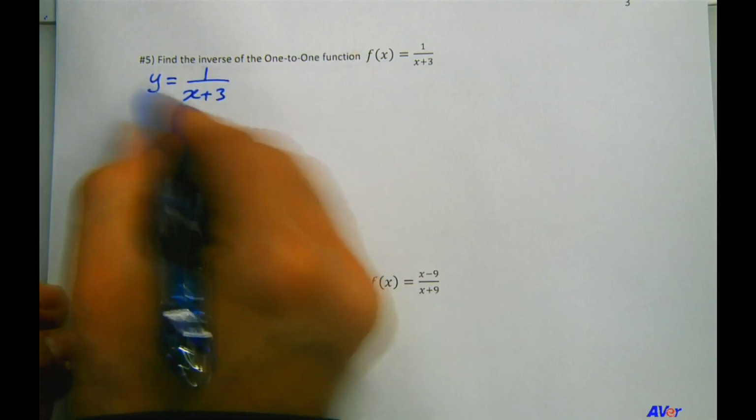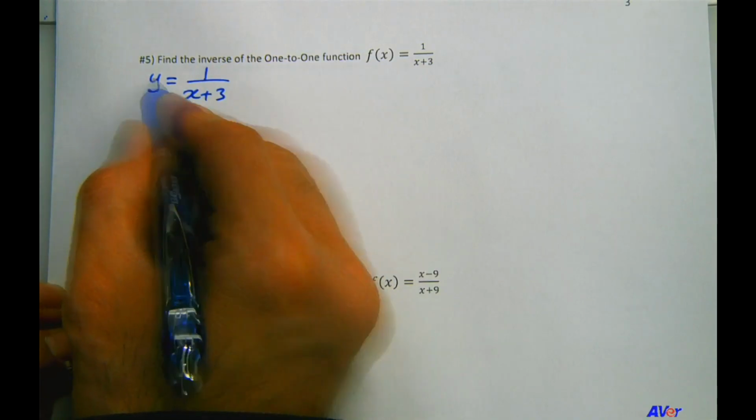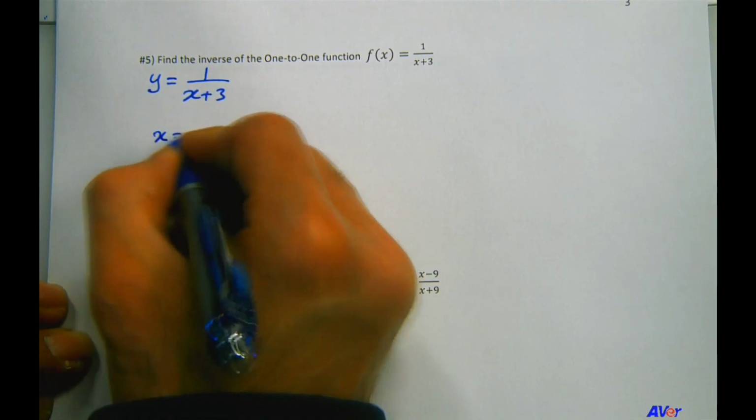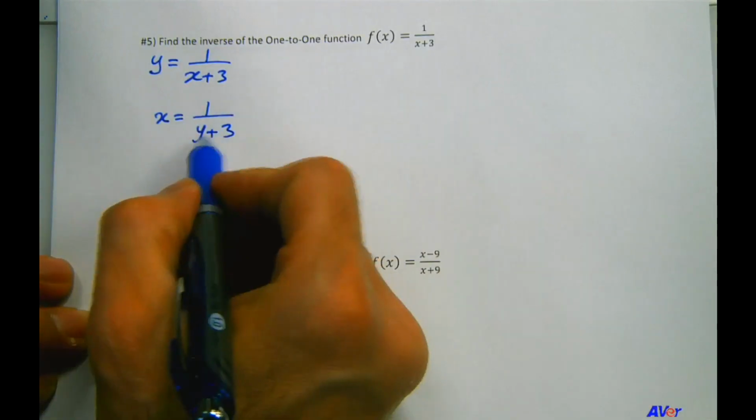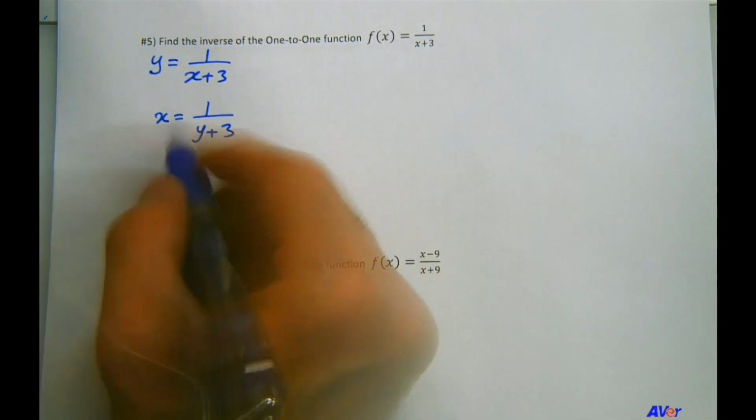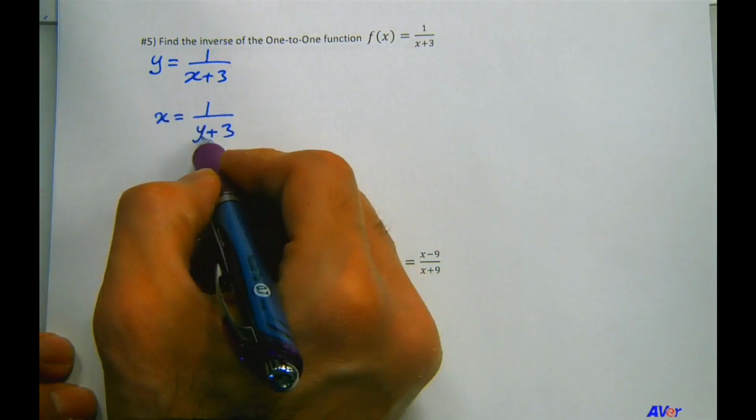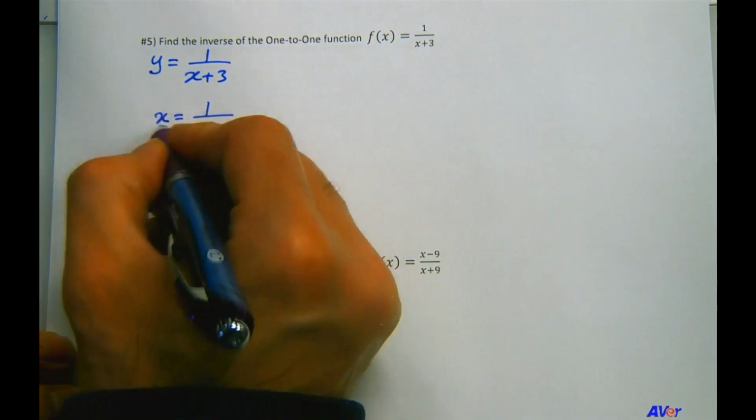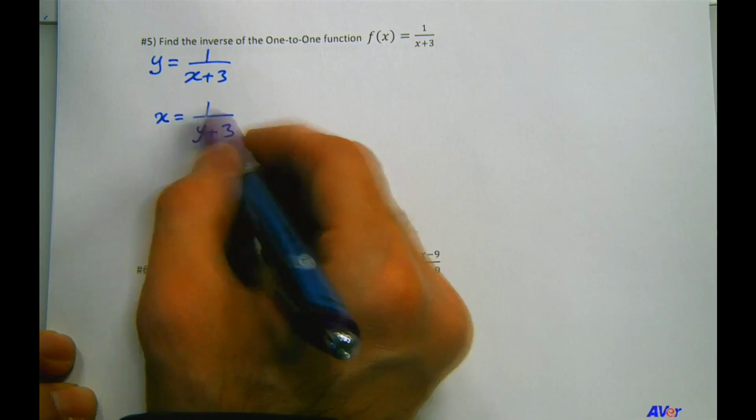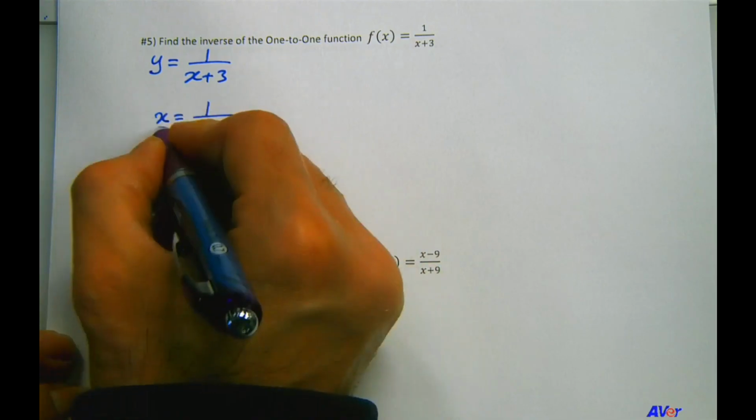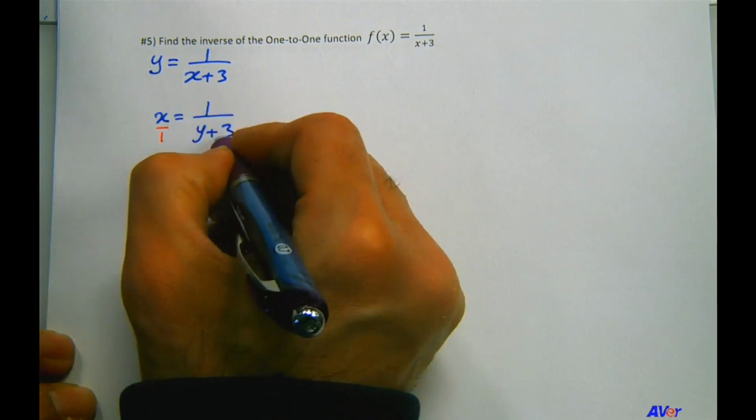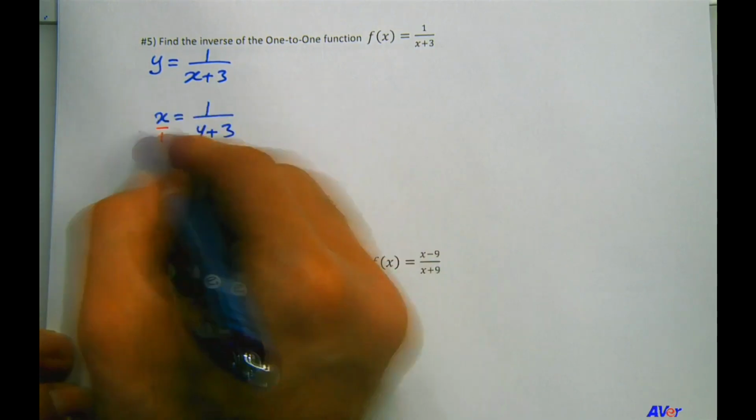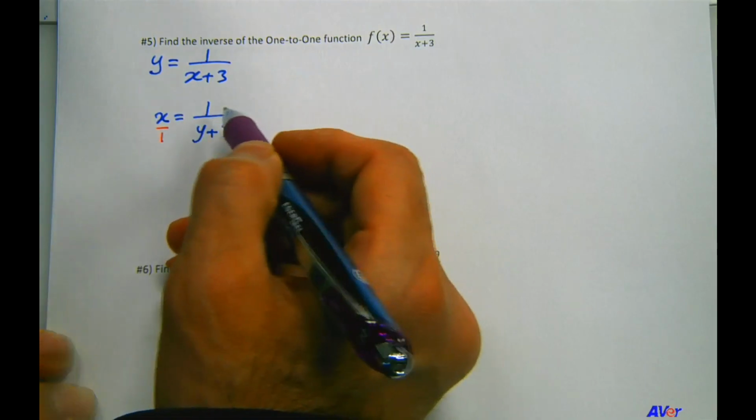Then I'm going to swap the roles of y and x. So x equals 1 over y plus 3. Then I'm going to solve for y. Because this is a fraction, you can cross multiply, since the denominator here is 1. So you can say 1 times 1, x times that. Or you can multiply both sides by y plus 3. Whichever way makes sense to you, it's fine.